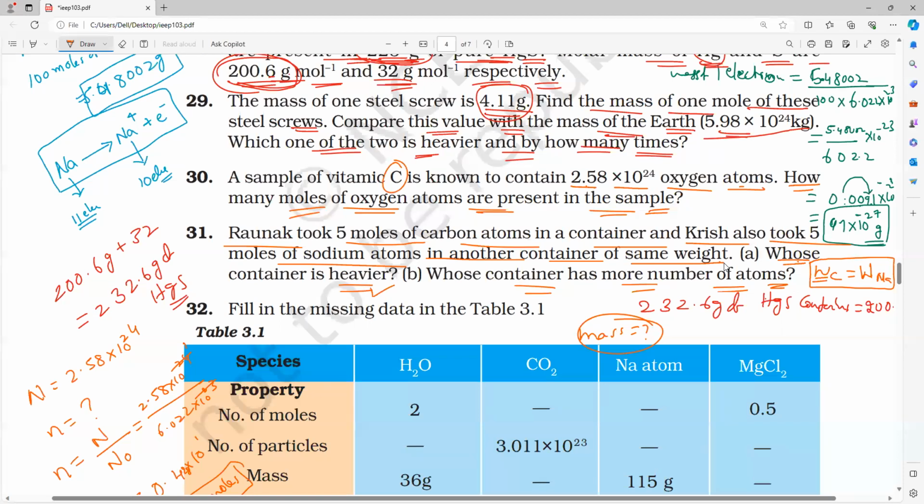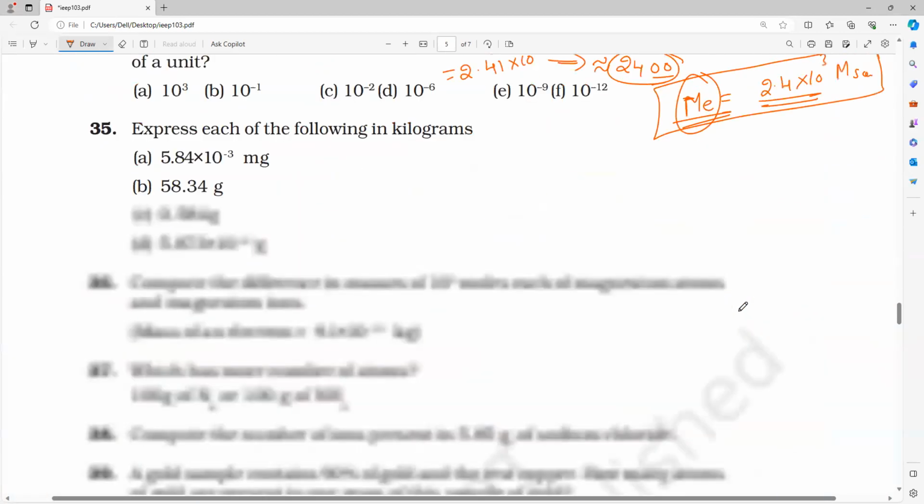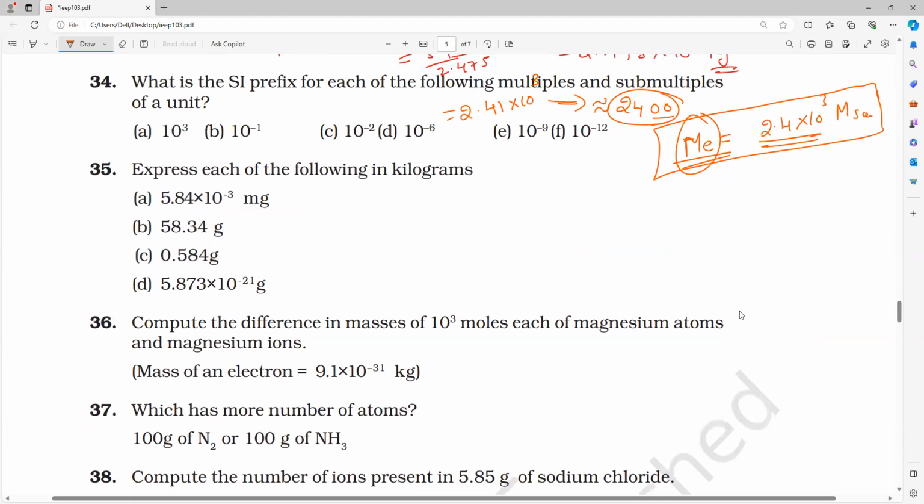So number of moles equals, what is the formula? Number of moles is equal to given mass divided by molar mass. Am I right or wrong? Now, how many moles are given? 5 moles of carbon and the same 5 moles of sodium. So let us verify. Number of moles is equal to given mass divided by molar mass. Now we want to find who is heavier.